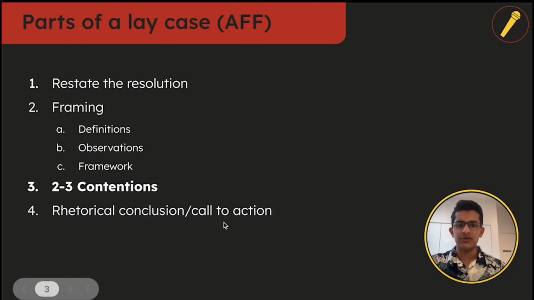After your contentions, you have a rhetorical conclusion or call to action, something like, Judge, in order to protect democracy by ensuring apolitical courts, I strongly urge an affirmative ballot.